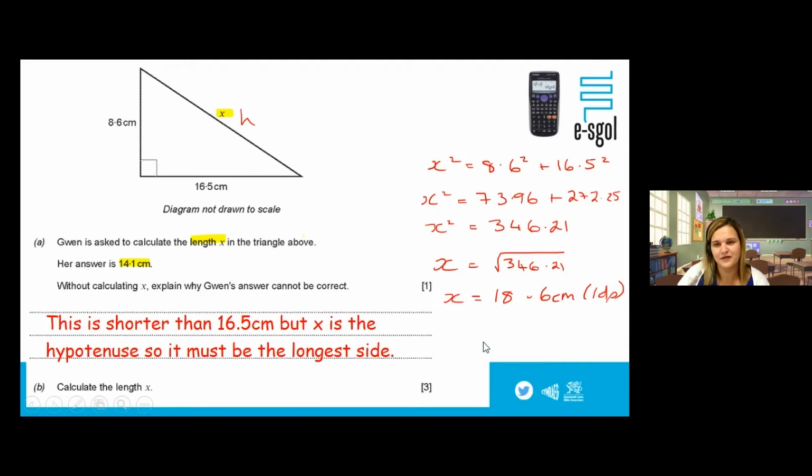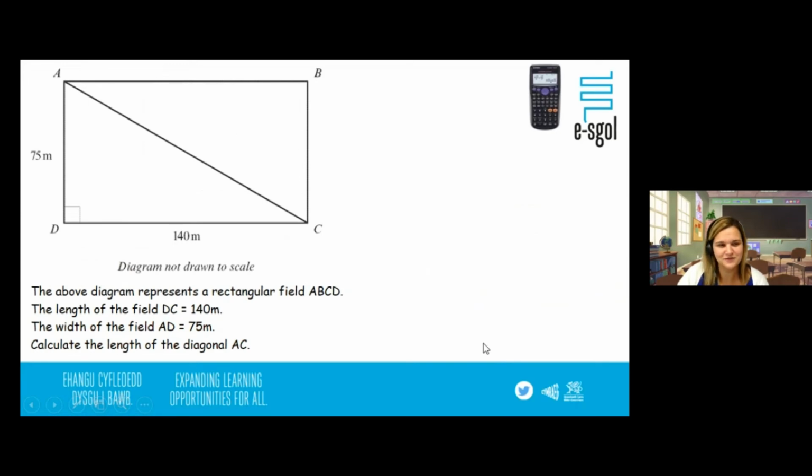Okay, so you've got to forget about the hints I've just given you now. We're going to have a look at question 2. And we've got a rectangle I can see straight away with a diagonal line going through from A to C. This does say diagram not drawn to scale. Okay, so it's not 75 metres long or 140 metres on our page, but those are the measurements we're using for this question.